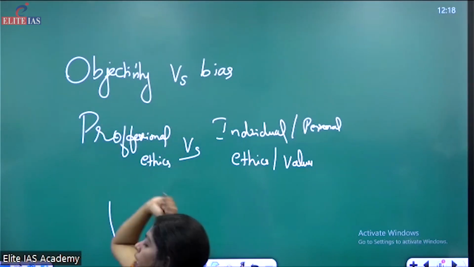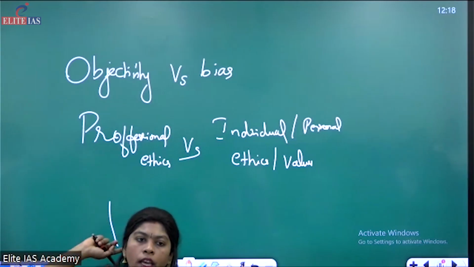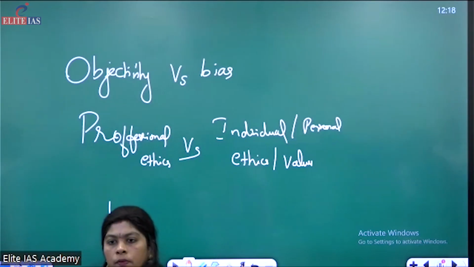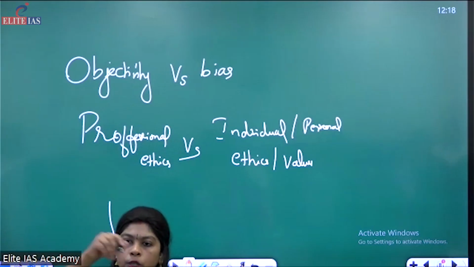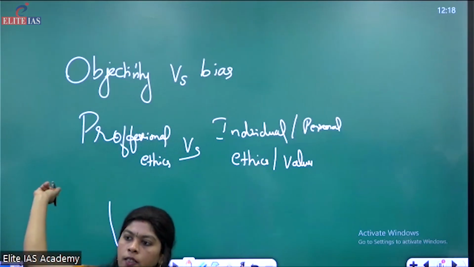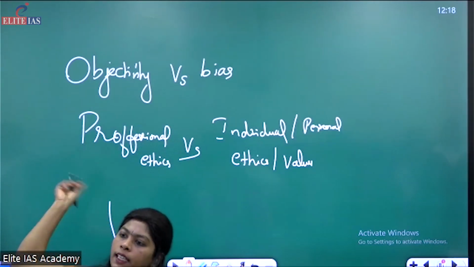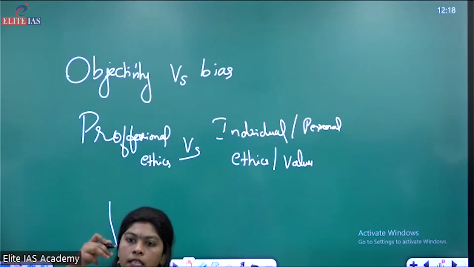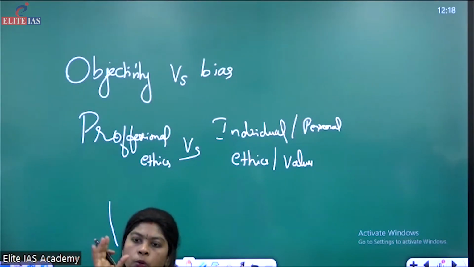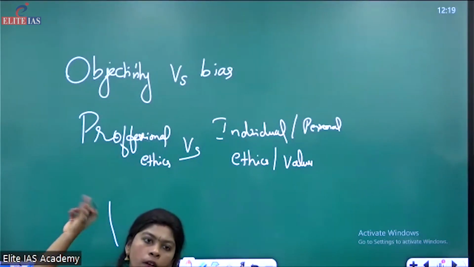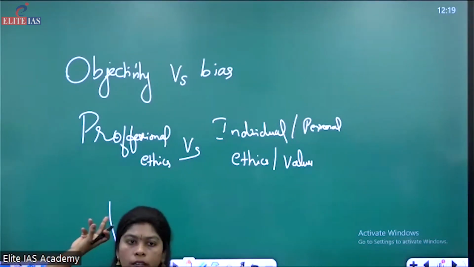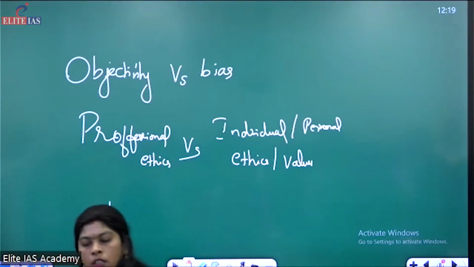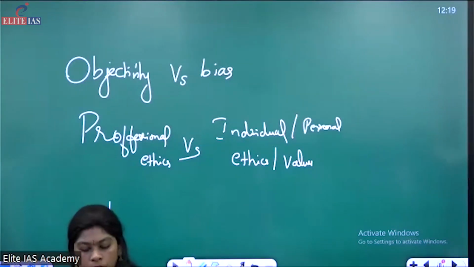Objectivity versus bias. Then professional ethics versus personal values. Here, personal values come in conflict with the professional duty or professional ethics. So we are mentioning this line. This is how you have to write the ethical dilemma. If they are asking for ethical issues, you can write as a sentence. If they are asking to list out the ethical dilemmas, then you have to write two values and how they come into conflict with each other. So this is the way you can write it.